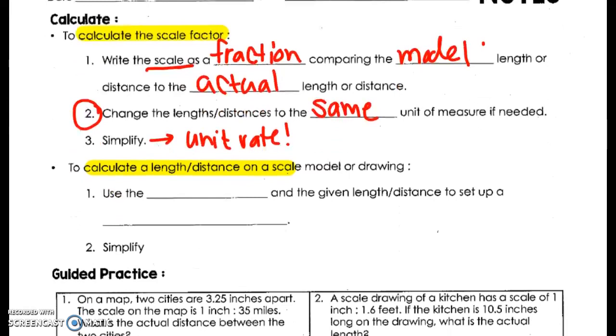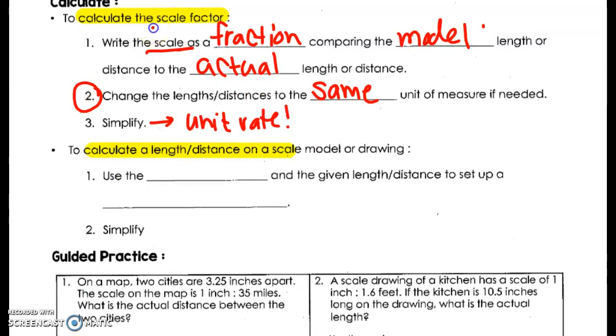But then we'll also run into scenarios where they're not asking for the scale factor, they're asking you to find a length or a distance. And in order for us to do that, they'll always give you a scale. So you're going to use the scale that they give you and the given length, and then we're going to set up a proportion. This really comes down to, can you match up units and set up proportions like we've been doing all month now. This is just yet another application of that and where we see it in real life.